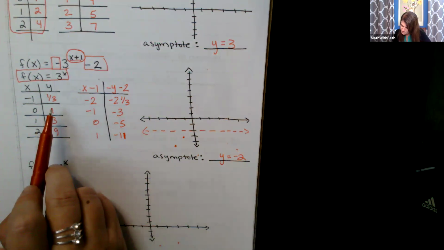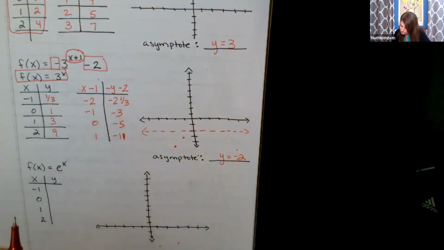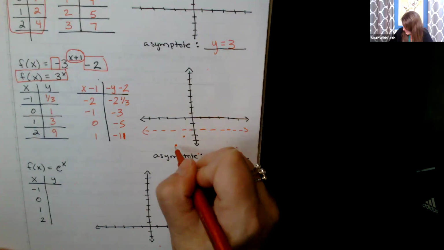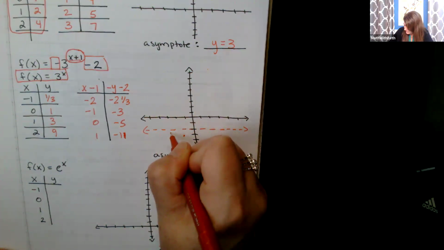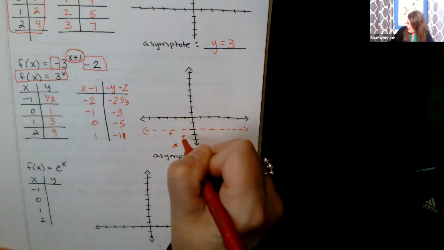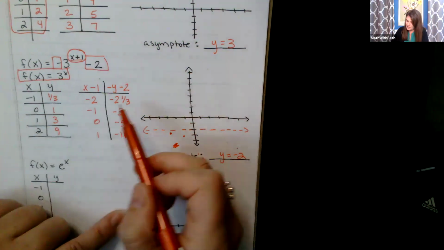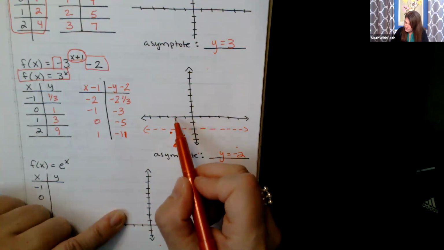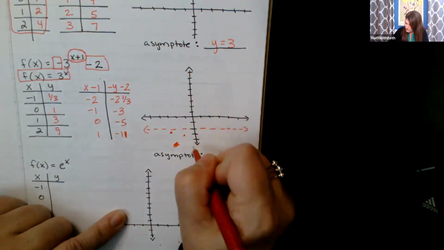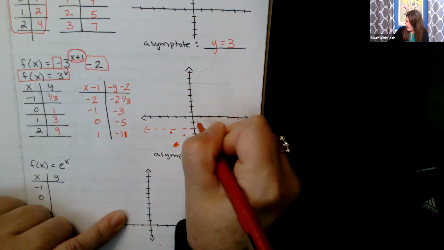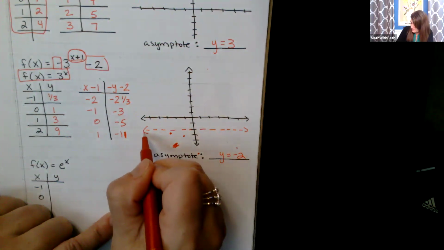-1/3 minus 2. Oh, it is. I just graphed this weird. -2 1/3 would be way up here. Okay. So I just graphed my point right. I think these are all fine. So -2 1/3, -1, -3, 0, 5 is down here somewhere, and 1, -11 is way down there.